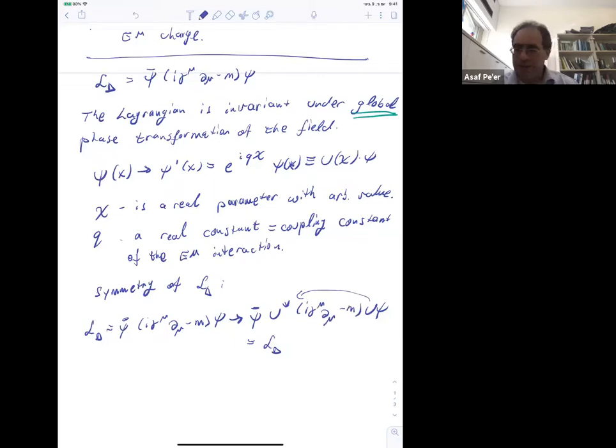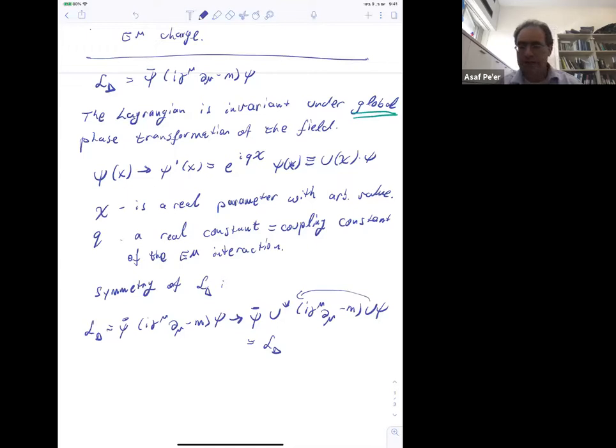So that's really just a number, right? So you commute with anything inside the parentheses. Okay, so I just proved to you that the Lagrangian is symmetric with respect to this transformation. Makes sense, right? A simple transformation.